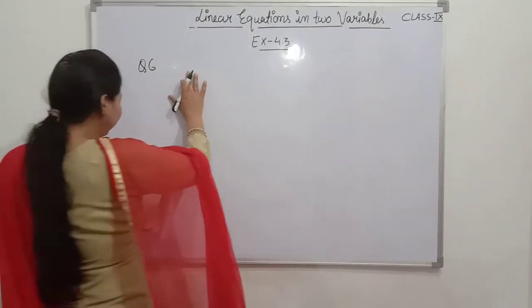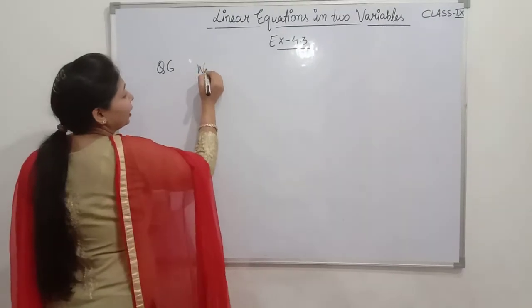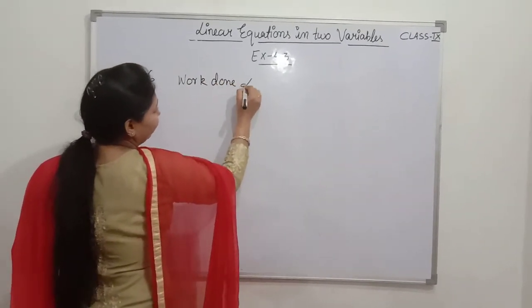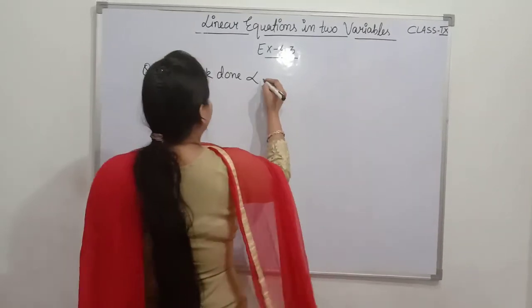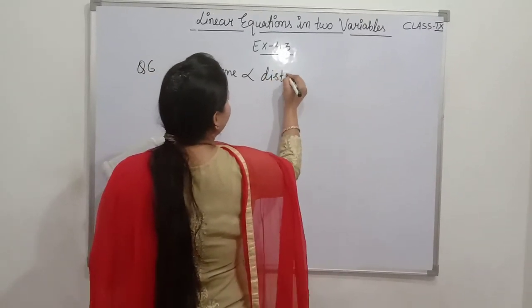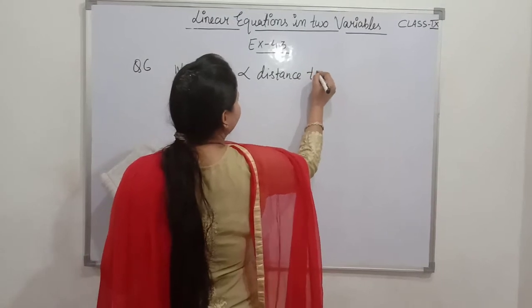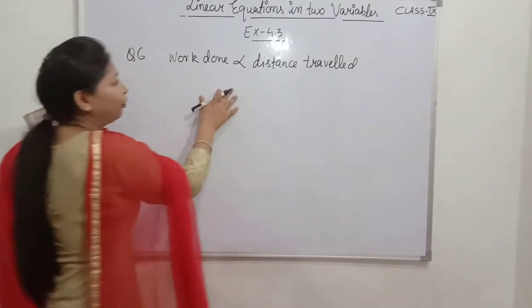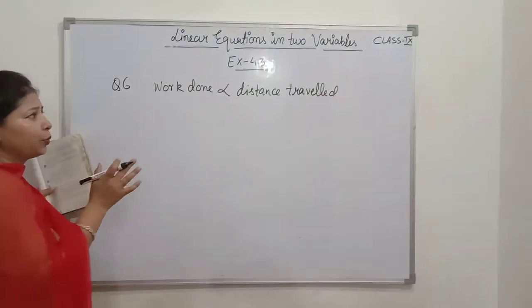Now, a simple thing has been told to us here: the work done is directly proportional to the distance travelled. This is what has been told to me in the question. And what else is said is that you have to express this in an equation. It's a very simple one.